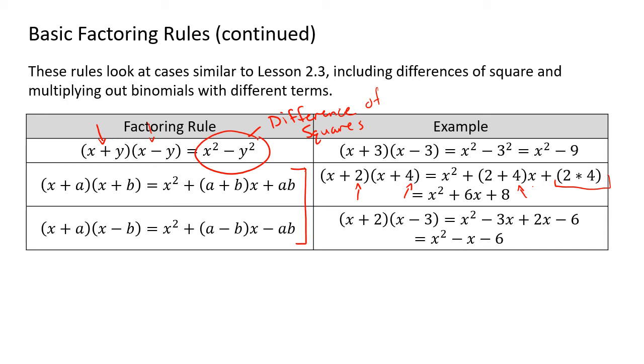The same thing works if you have one with a positive sign and one with a negative sign. The difference is this term is a minus b instead of a plus b, where a and b are these rightmost terms. And instead of plus the product of them, ab, it's minus the product of them, okay?